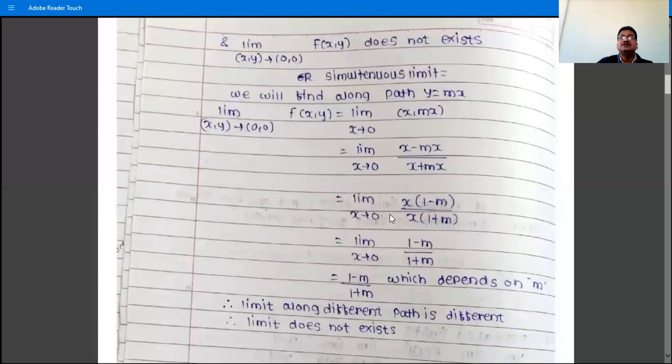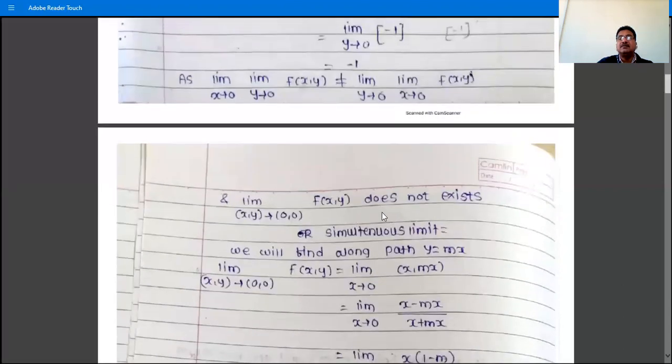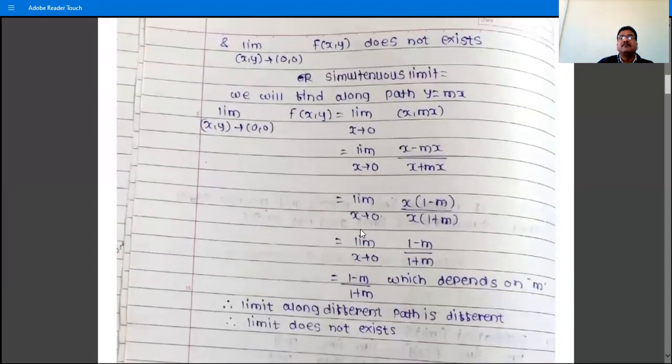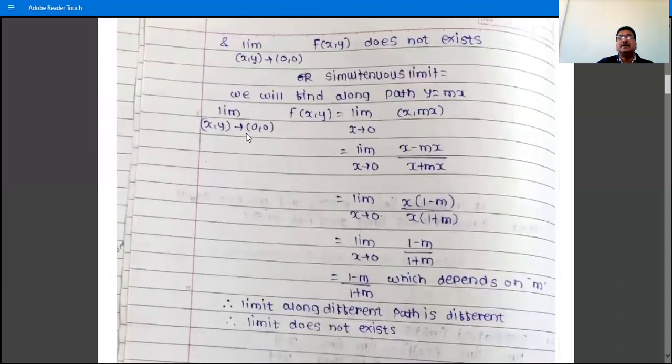Actually, we can check directly, write that the simultaneous limit of f(x, y) as (x, y) tends to (0, 0) does not exist. Or we can solve separately that the simultaneous limit does not exist. How can we show that the simultaneous limit does not exist? We will find the limit along the path y equal to mx. So limit (x, y) tends to (0, 0) of f(x, y) along the path y equal to mx is limit x tends to 0 of f(x, mx).